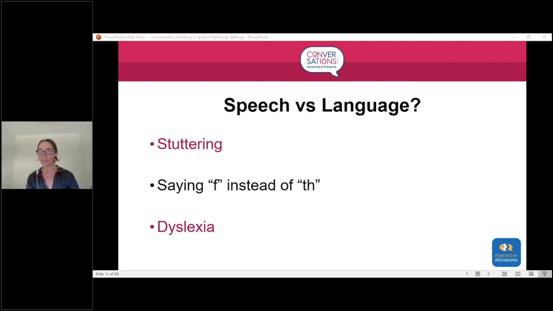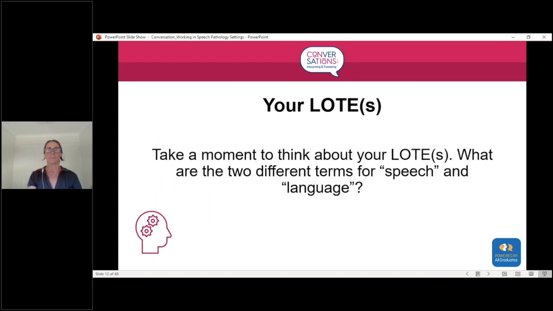I will show you some resources that you can go to read more about these kinds of things later on in the webinar. Okay. So I will move through this slide fairly quickly, but while we're going ahead, have a little quick think about whether there are, hopefully, two different terms in your LOTE for speech and language and what they are. Maybe just make a quick note of them.